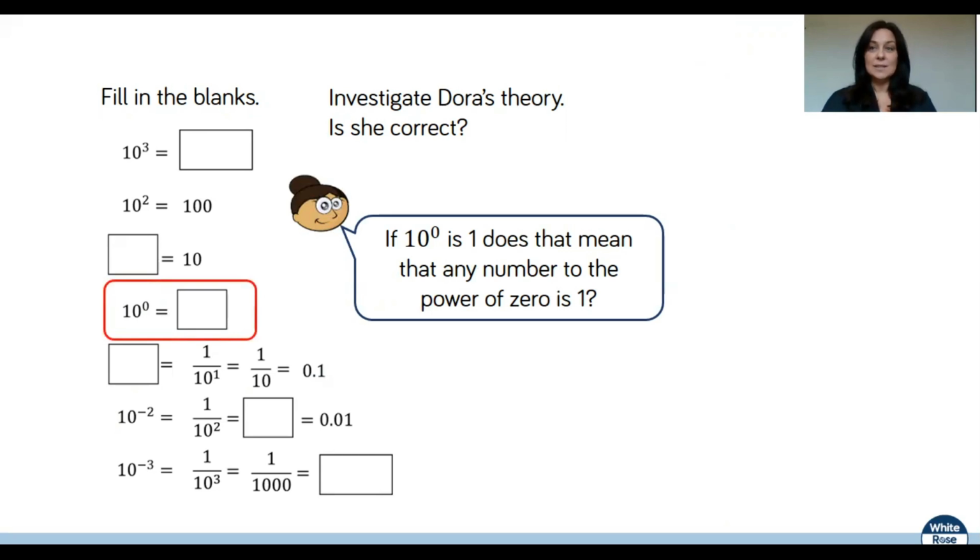So 10 to the power of 0 is equal to 1. Now, it's really important that you spend some time on this, because if the students do not understand this, they're not going to be able to make the link between positive powers and negative powers.